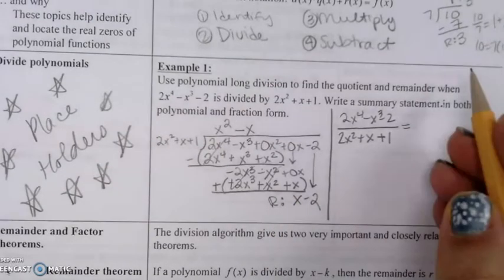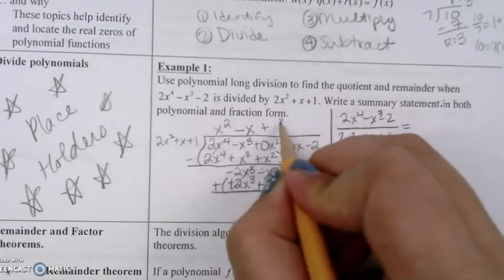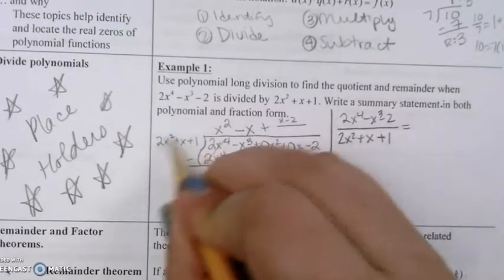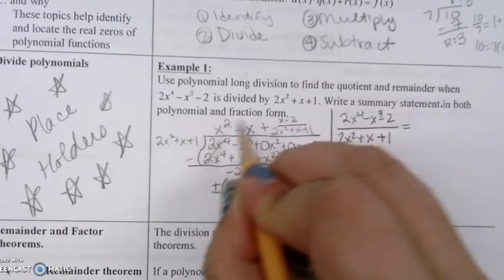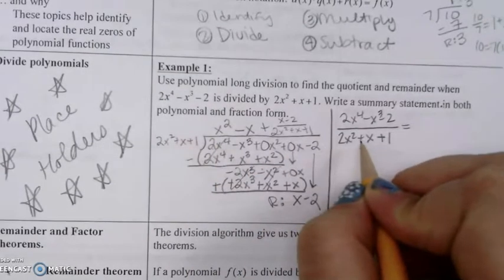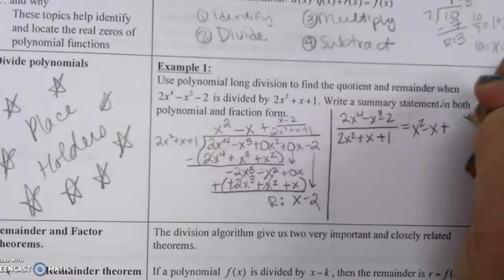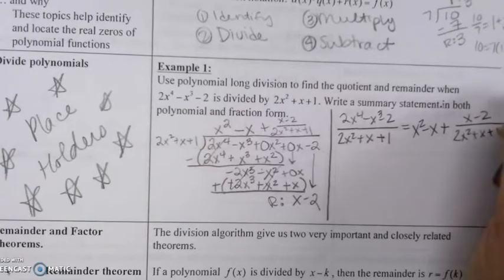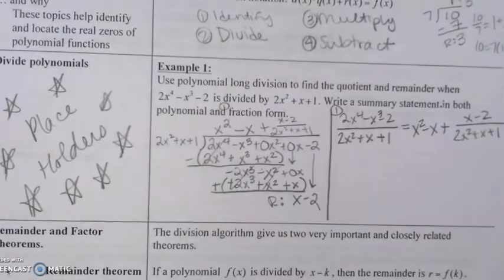So remember, just like we were doing with our fractions above, this becomes a fraction plus x minus 2 divided by my divisor, 2x squared plus x plus 1. So here's my answer in fraction form. Notice it's got the fraction, and I'm taking the result of a fraction. So this is x squared minus x plus x minus 2 over 2x squared plus x plus 1. And that is fraction form.